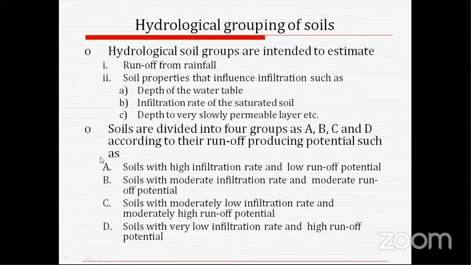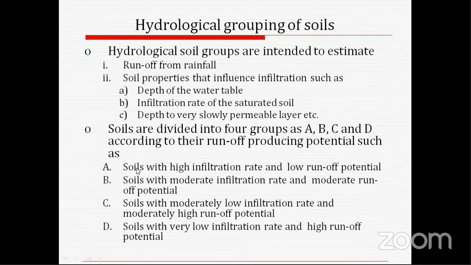So in group A, soils will have high infiltration rate and low runoff potential. Since there is high infiltration, naturally there will be low runoff potential. And coming to B, soils will have moderate infiltration rate and moderate runoff potential. And coming to C, soils with moderately low infiltration, exactly opposite to this. C, students: moderately low infiltration rate and moderately high runoff potential. So you have to see the difference between these two. And finally D, students, this is the worst condition: soils with very low infiltration rate and high runoff potential.